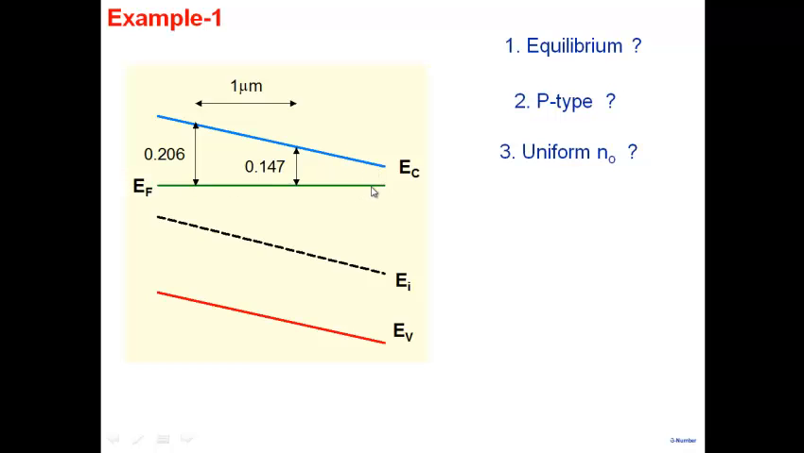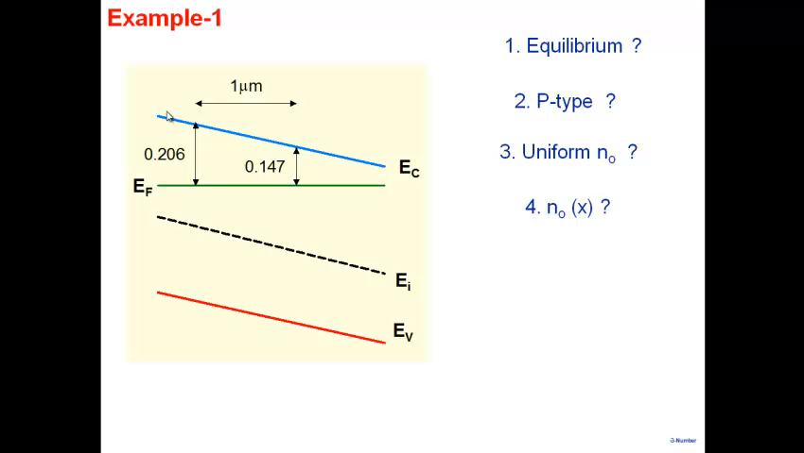The difference between EF and EI is larger here, so we expect more electron concentration here. Another way of looking at it is that the energy separation between EC and EF is smaller here. So EF is closer to EC, so I have more electrons here and fewer here. So electron density is non-uniform, higher here and then decreasing as we go towards the left.